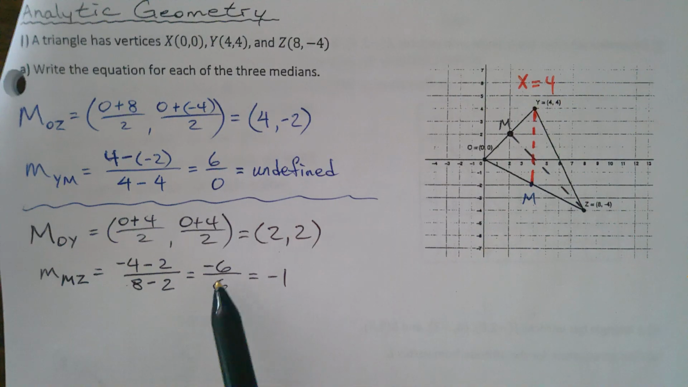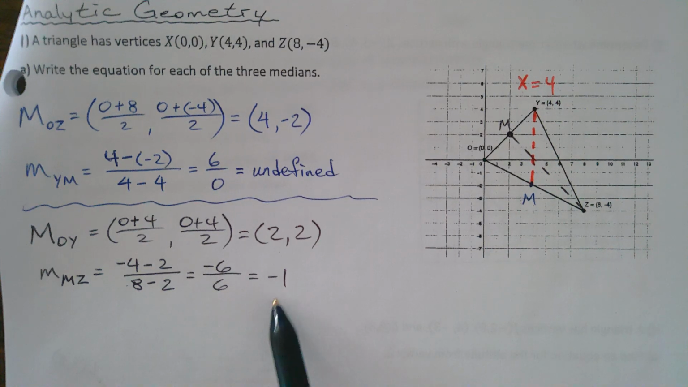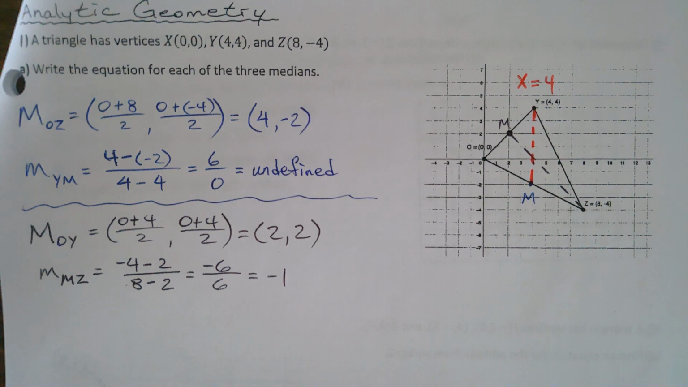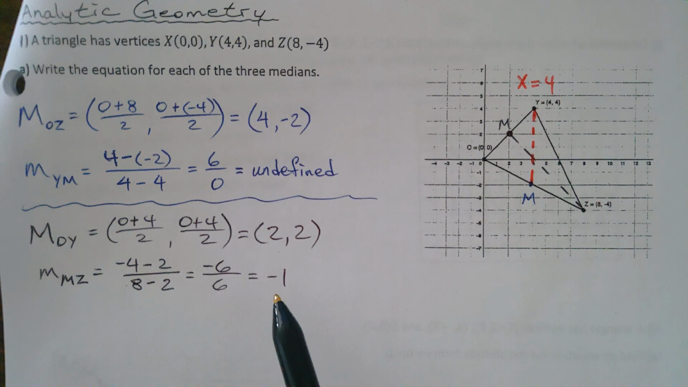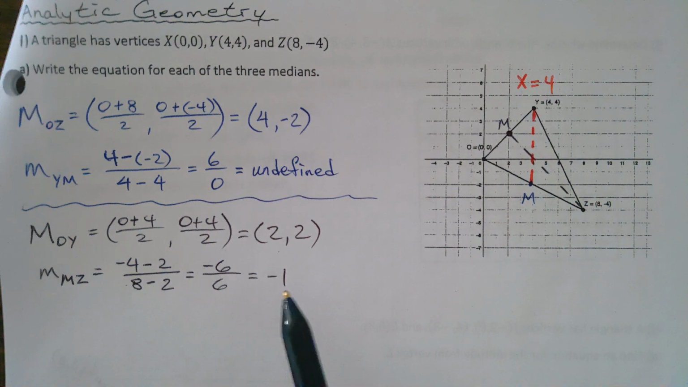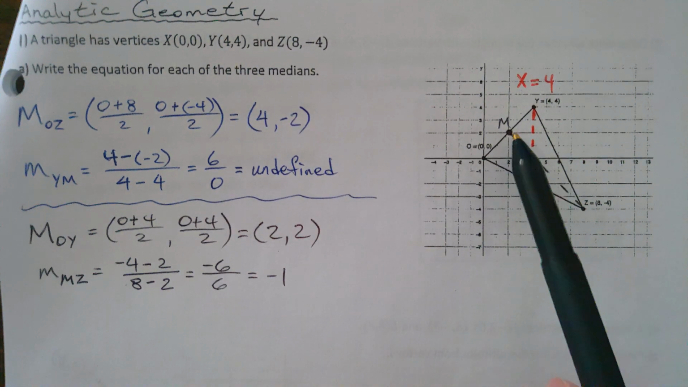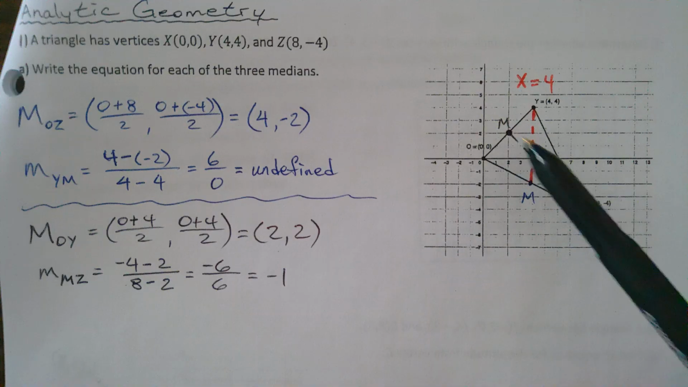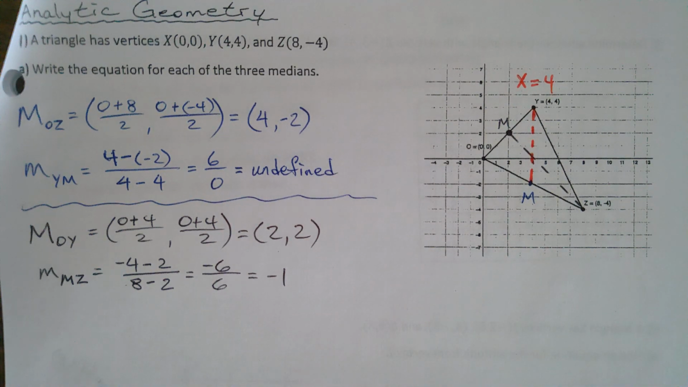On your last test, a lot of people saw this fraction and just left it as -6/6. If you can reduce, always reduce. I don't need the negative reciprocal. I know some of you are thinking negative reciprocal slope, but I'm not finding perpendicular bisectors or altitudes. I'm just doing the median. So I leave it like this. This is the slope of this line.